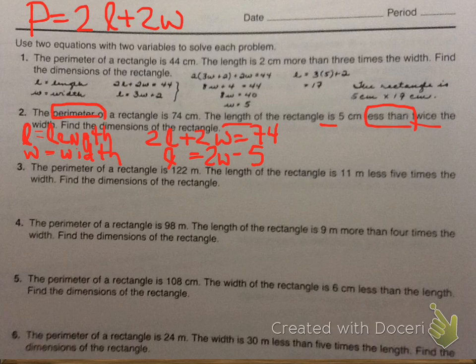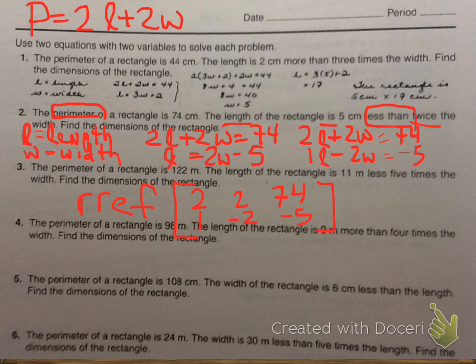Now, to do this for matrices, you have to get all the variables to one side. So that 2W in the second equation needs to be moved to the left-hand side. If it's a positive, it will become a negative. So my new equations are 2L plus 2W equals 74, and 1L minus 2W equals negative 5. From there, I could do the reduced row echelon form: 2, 2, 74, 1, negative 2, negative 5. Press enter and see whatever answer you get. Again, it's always that last column when you're doing it that way. If you did the inverse method, the only two numbers you see on the answer side would be the answers.